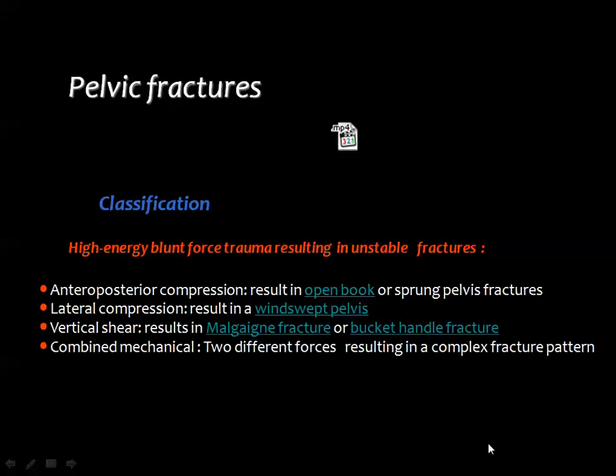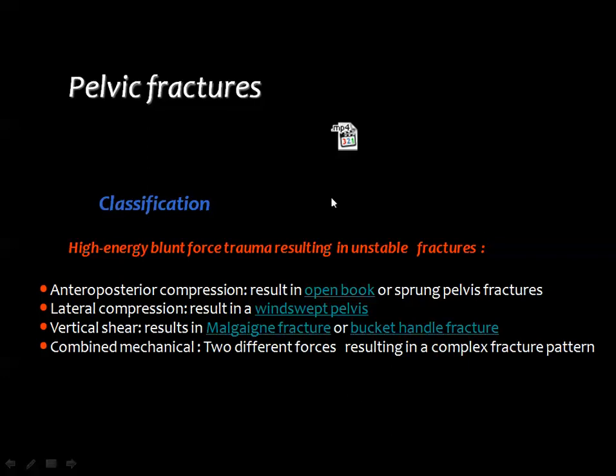Then we'll discuss now the major types of the pelvic fractures that are complex and usually require high energy force, and these are the anteroposterior compression fracture, which is famously known as the open book fracture, then lateral compression fracture, sometimes known as windswept pelvis, and the vertical shear fracture or the bucket handle fracture of the pelvis, sometimes known as Malgaigne fracture.